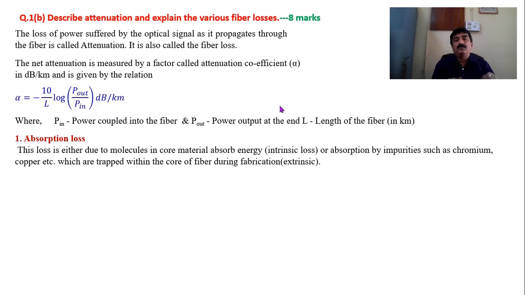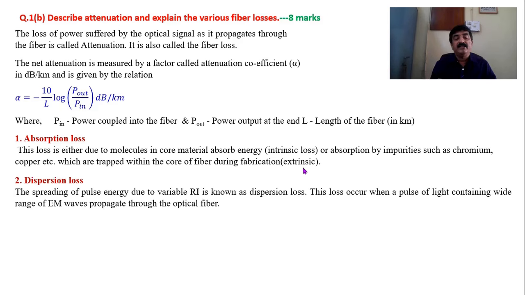Look, for example, absorption loss. Absorption loss means what? This loss is either due to molecules in the core material, that is called intrinsic loss, or absorption of energy by impurities such as chromium, copper, etc. This is called extrinsic loss. Okay, that's all. So loss of energy due to absorption by the material. Which material? Either the core material or impurities present in the material. If it is from the core it is called intrinsic, and if it is from impurities it is called extrinsic, that's all. So you need not explain how to minimise the absorption loss. That is not required, in fact, here.